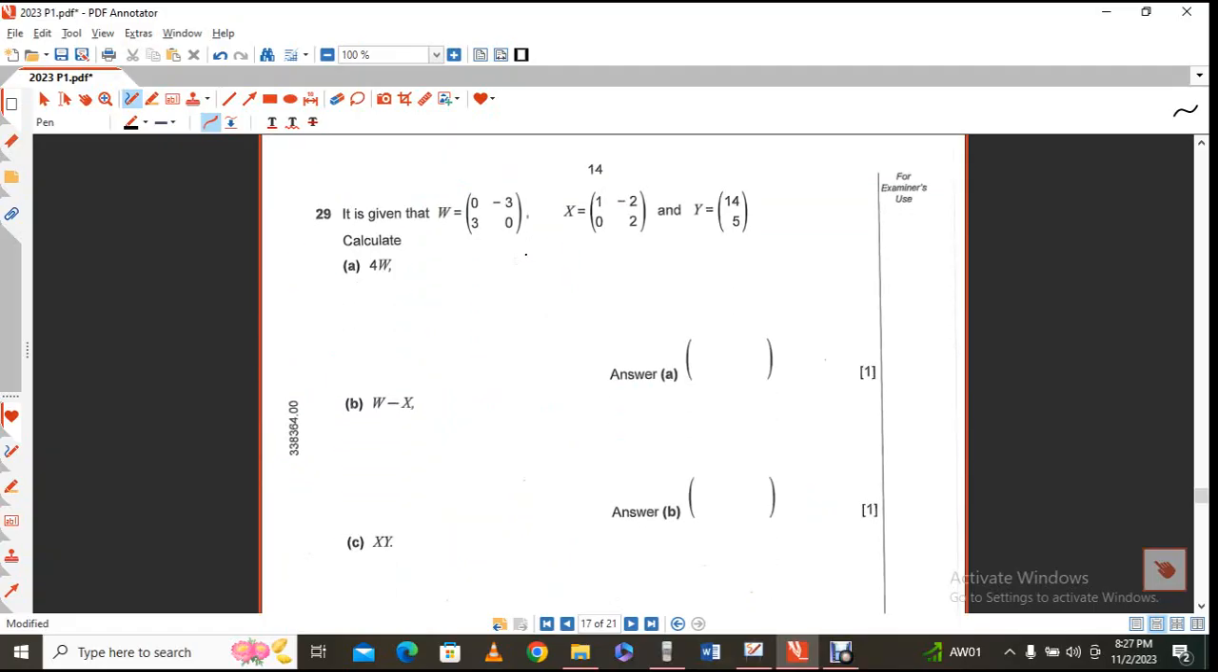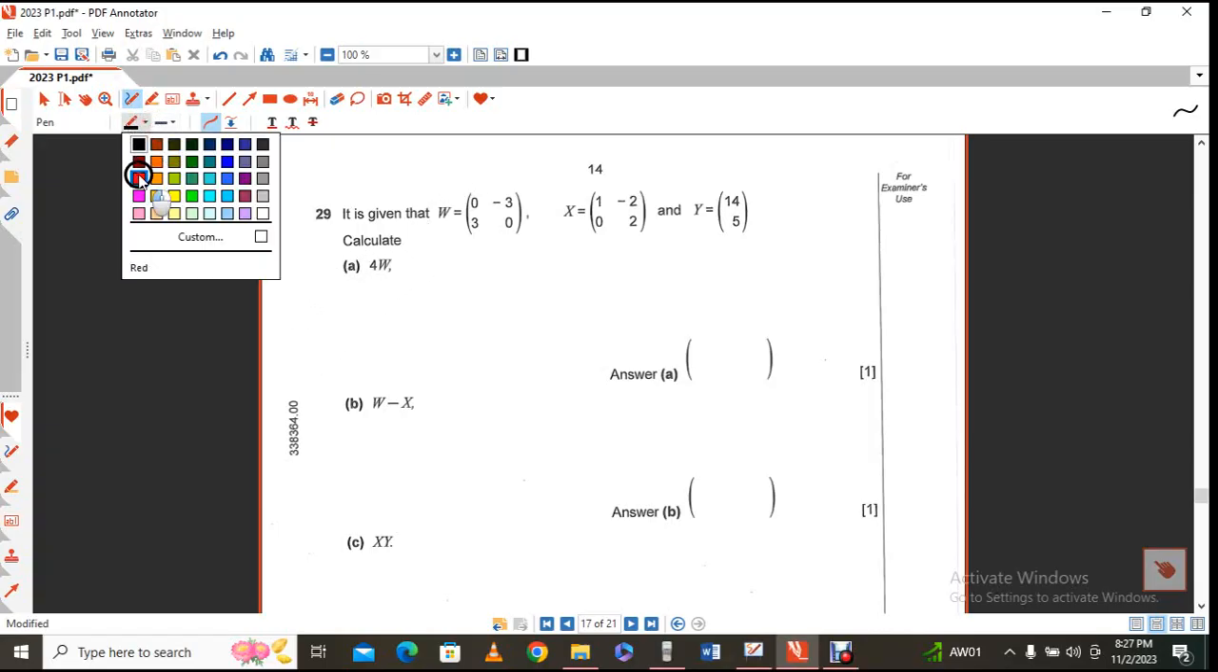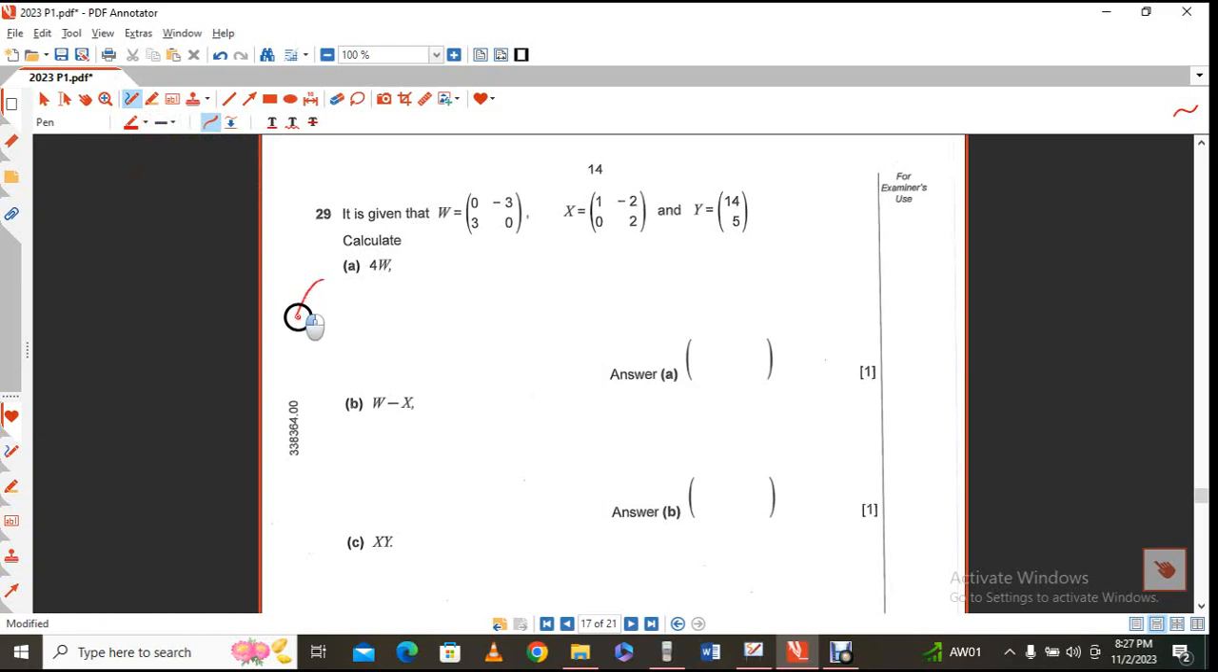All right, so we have got matrices here. We've got 4 times the matrix, so every element in the matrix should be multiplied by that scalar. So 4w would be 4 times 0, 4 times negative 3, 4 times 3, and 4 times 0. 4 times 0 is 0, 4 times negative 3 is negative 12, 4 times 3 is 12, and 4 times 0 is 0. Now they say the second part you're supposed to subtract.